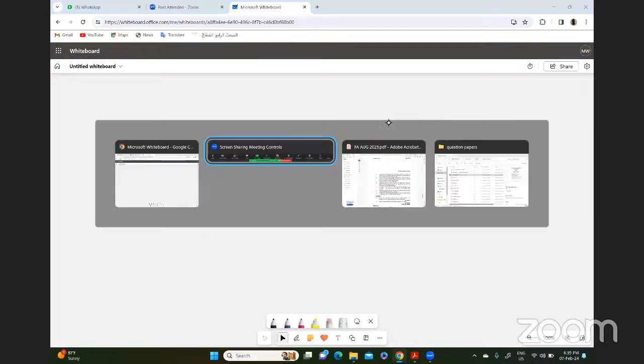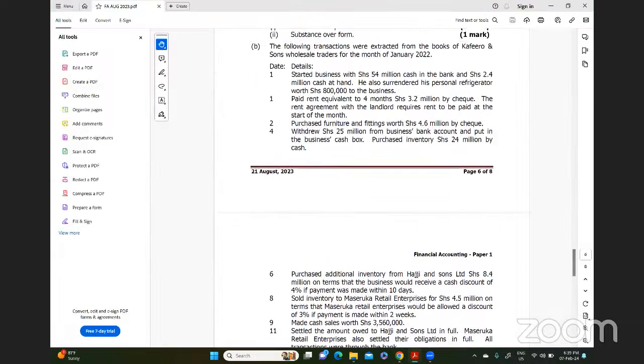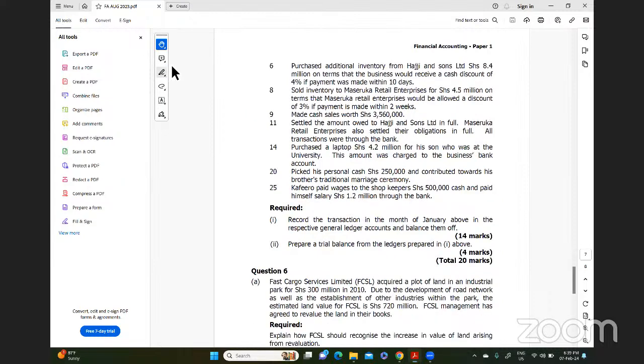All right. This is our question. The question is: record the transactions in the month of January above in the respective journal ledger accounts. Now, before going any further, I want to underline the words journal ledger accounts.